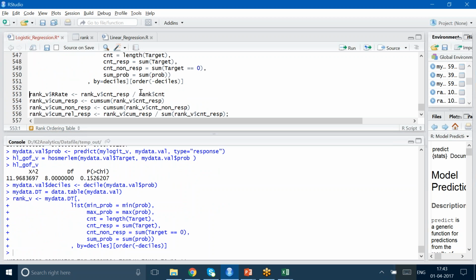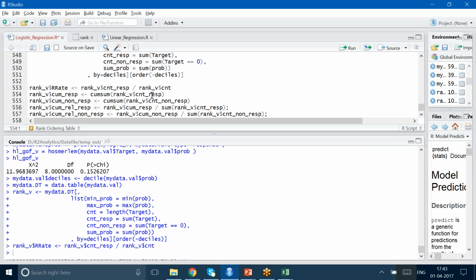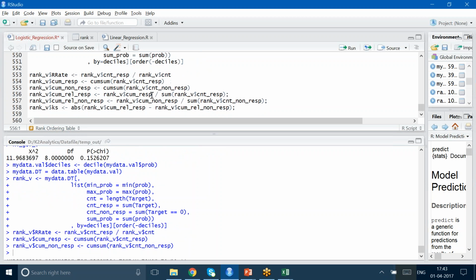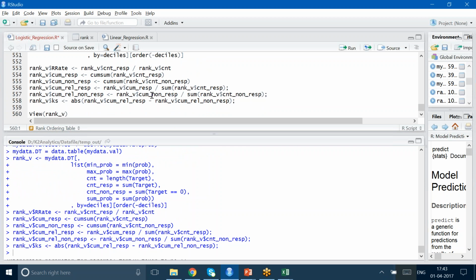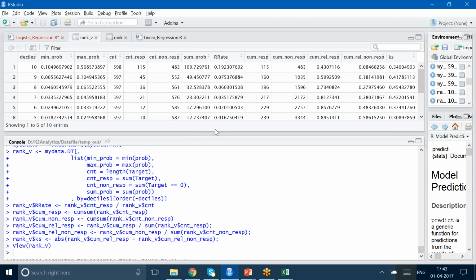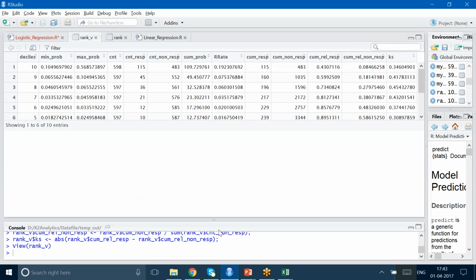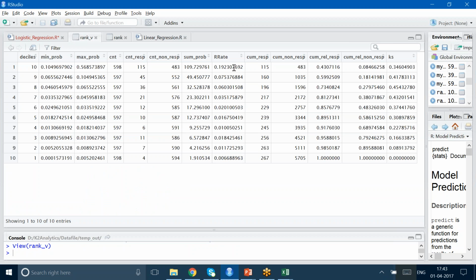Okay, this one is left. I'm now computing response rate. I'm computing cumulative responders, cumulative non-responders, converting cumulative into percentages, and then KS. And let's see the rank ordering table. Is the rank ordering table holding on the 0.19, 0.07, 0.06, 0.035, 0.02, 0.016, 0.01, 0.018, 0.01, 0.006?